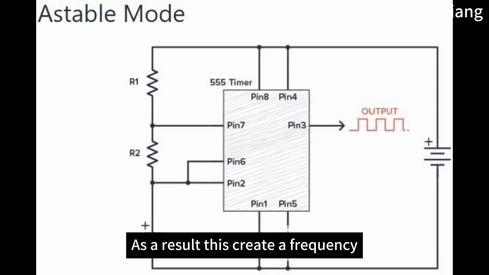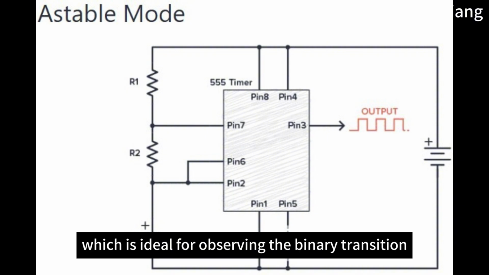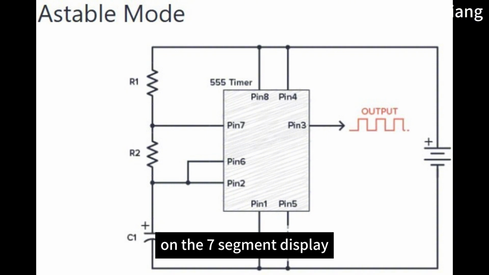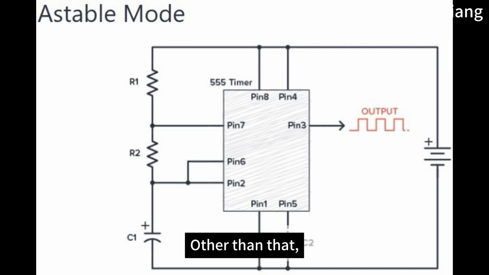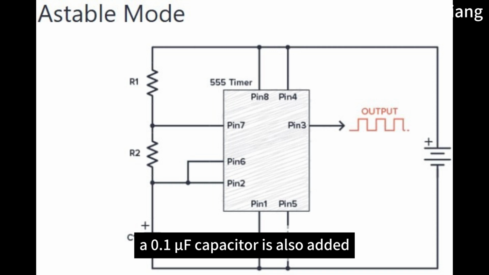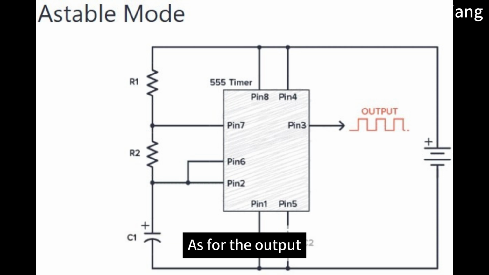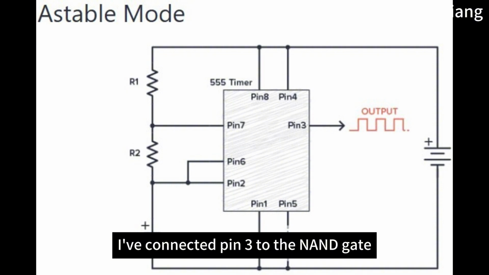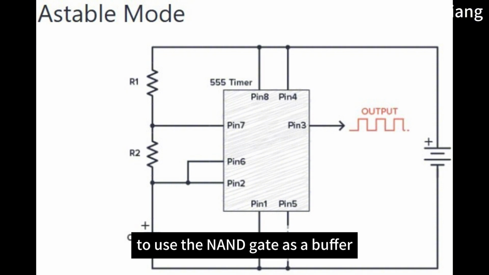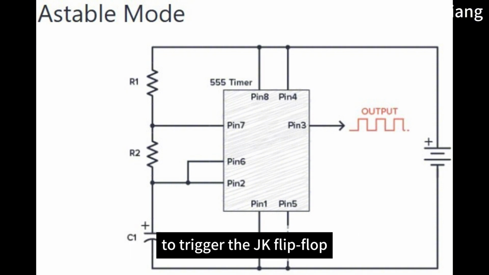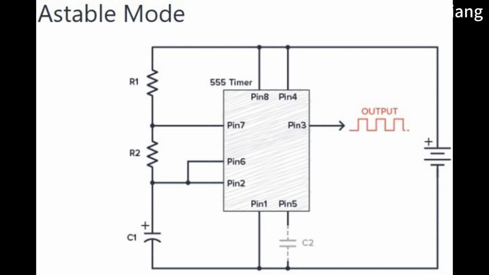As a result, this creates a frequency of approximately 1 Hz, which is ideal for observing the binary transition on the 7-segment display. Other than that, a 0.1 microfarad capacitor is also added to pin 5 to filter out noise from the power rail. As for the output, I've connected pin 3 to the NAND gate to use the NAND gate as a buffer to trigger the JK flip-flop.